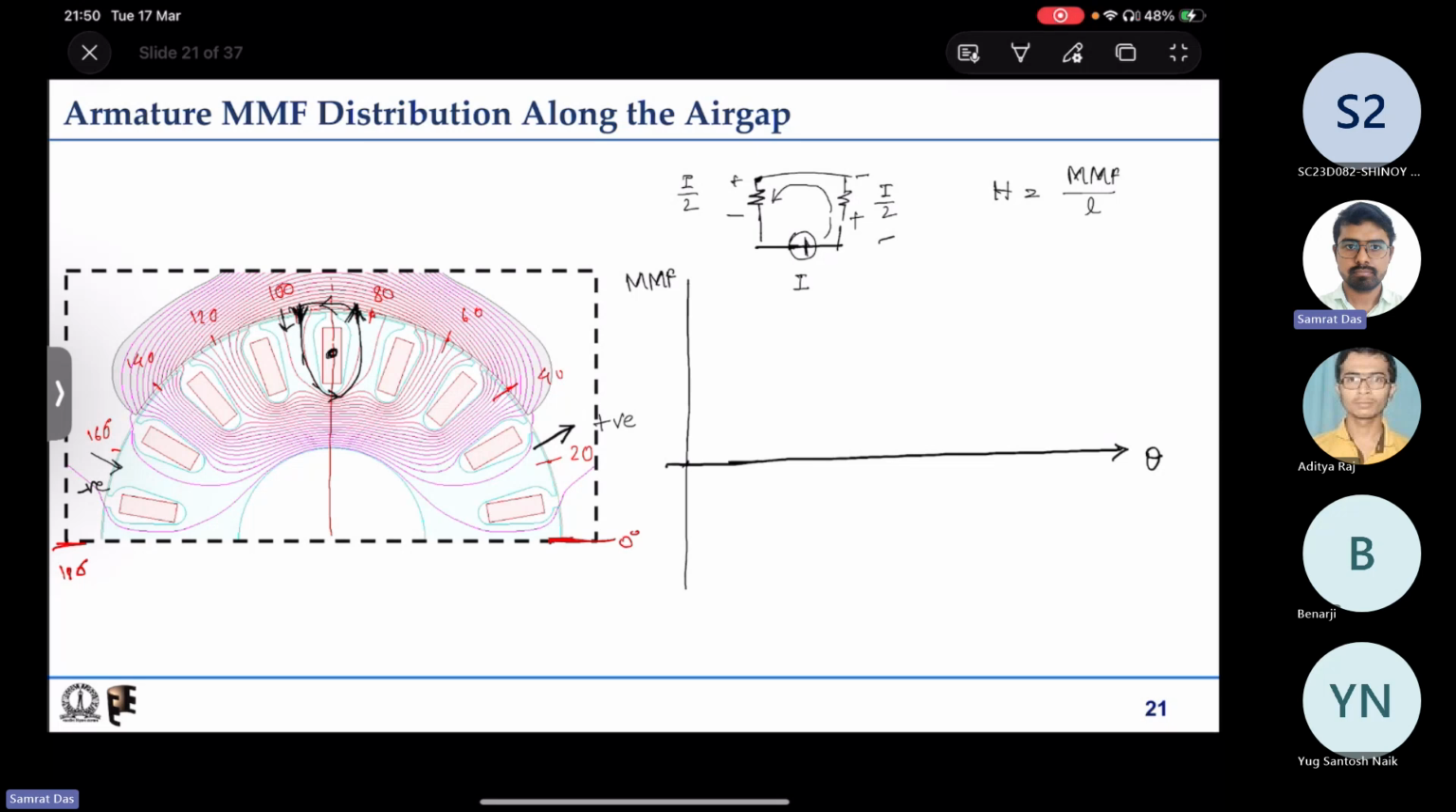So say this is 0 degree, and we have up to 180 degree.